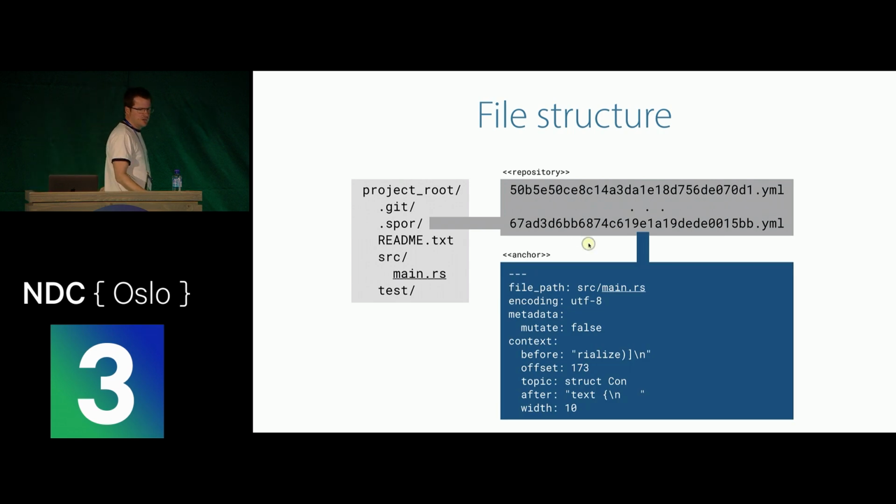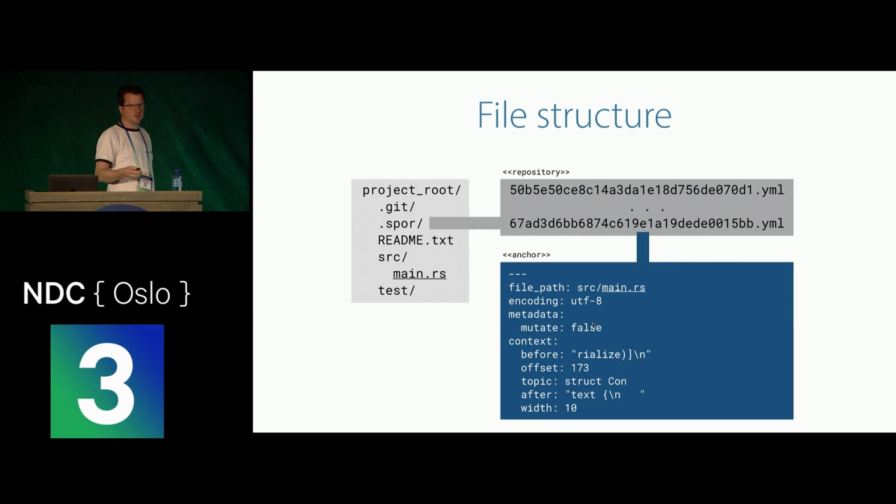And inside each of these files, you have some YAML, and you can see all the bits and pieces here of the data structures we talked about. So the topic is right here, struct con, some after, and some offset, and so forth. And here's the metadata. It's just a dictionary, mutate false. So Spore doesn't care what that metadata is.